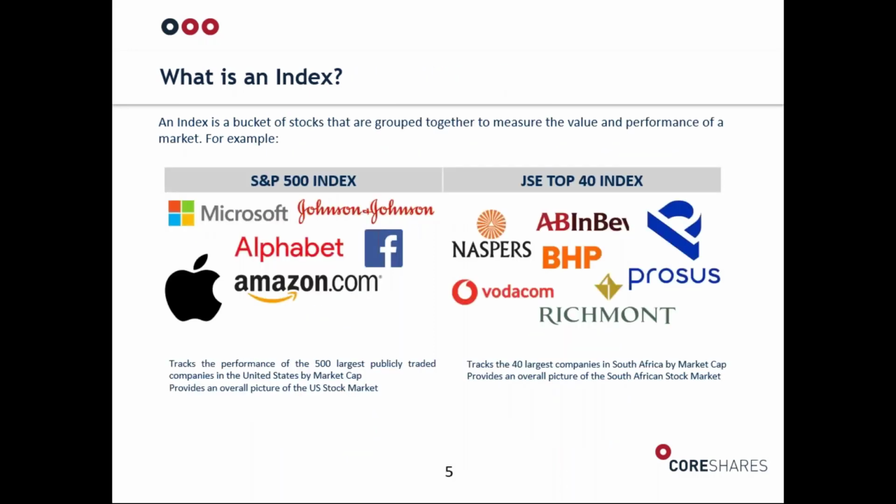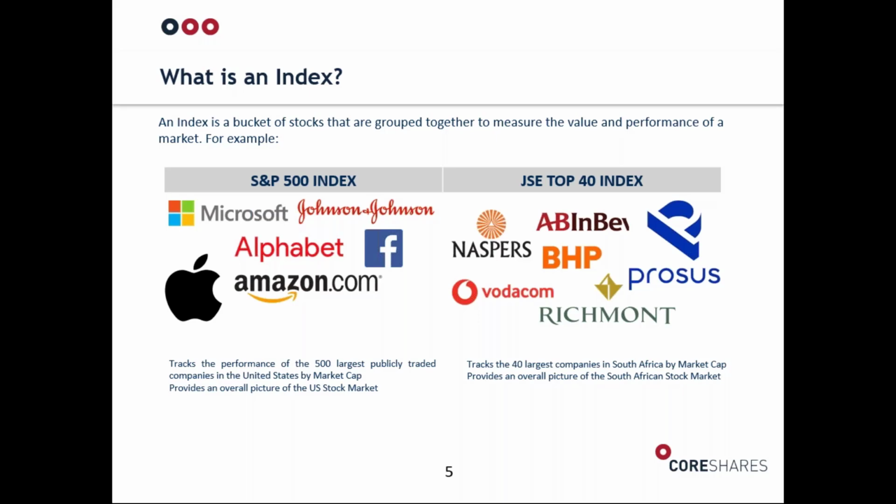Now, of course, indices are barely ever made up of just two companies. They tend to be much more complex than that. And two very common indices, which a lot of us might be familiar with, are the S&P 500 index, as well as the JSE Top 40 index. The S&P 500 tracks the performance of the 500 largest publicly traded companies in the United States. And it is often used to provide an overall picture of what the stock market looks like and what its performance is like. Some common constituents of this index include companies that we have all seen: Microsoft, Amazon, Facebook, etc.